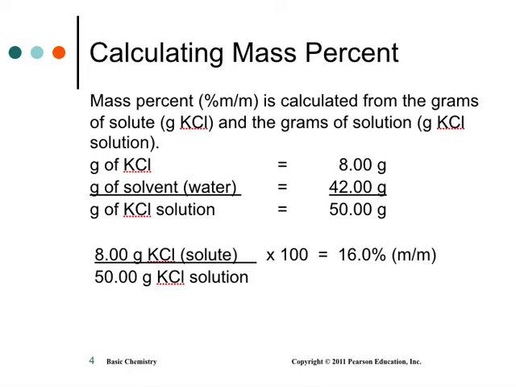The bottom number is always going to be the solution when you're doing percentages, percent composition. Okay, so if I know now that I've got 50 grams of solution, I simply take 8 grams of the solute, the potassium chloride, and divide by 50. I express that in percentages, and I get 16%.